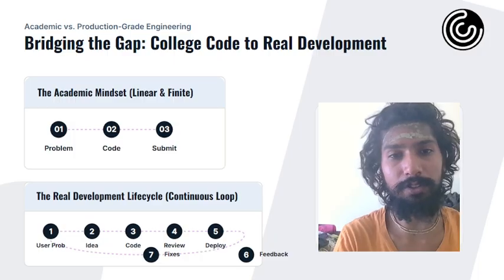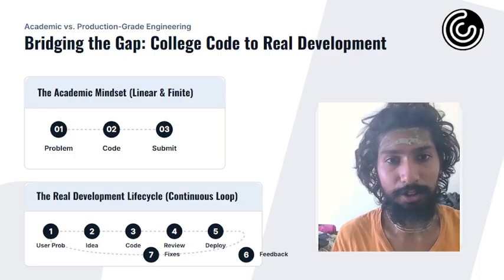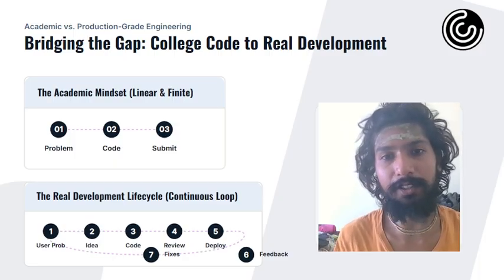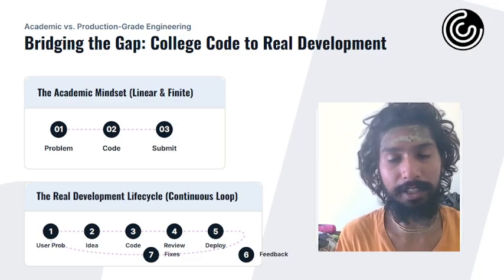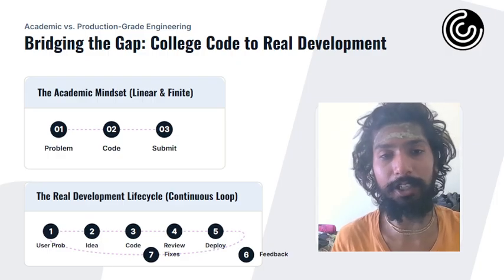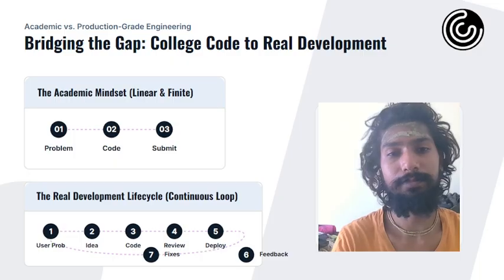This means that your code is not written only for the computer. Your code is written for users, teammates, reviewers, testers, and future developers. That is why real engineering is not just about writing code. It is about shipping reliable software.